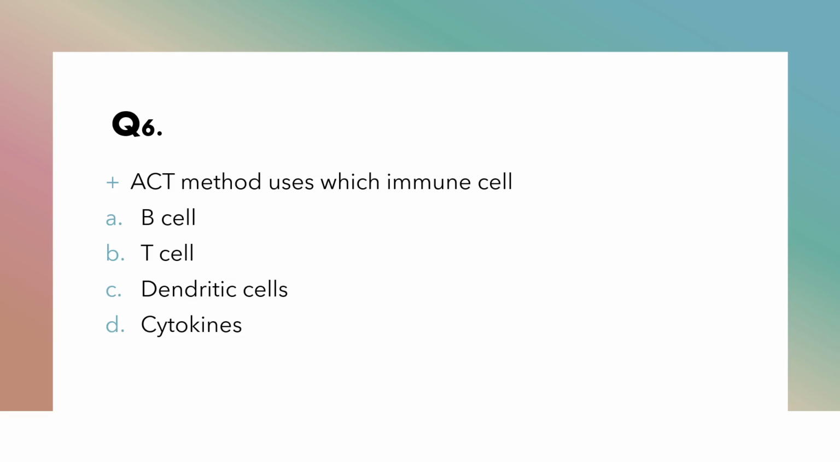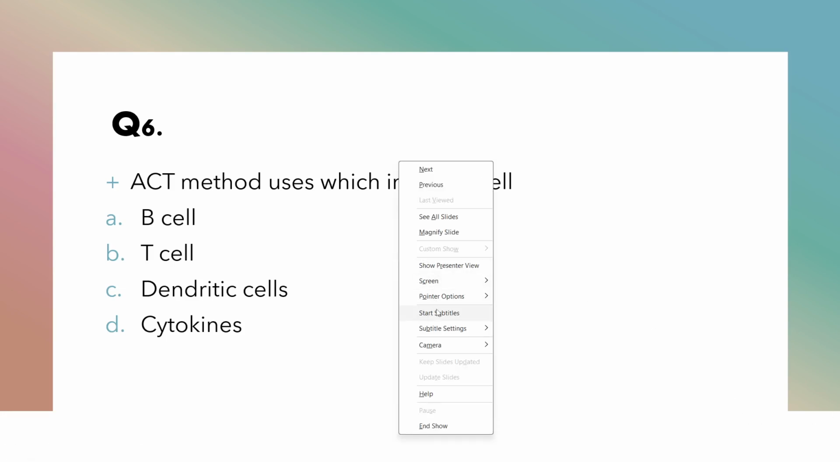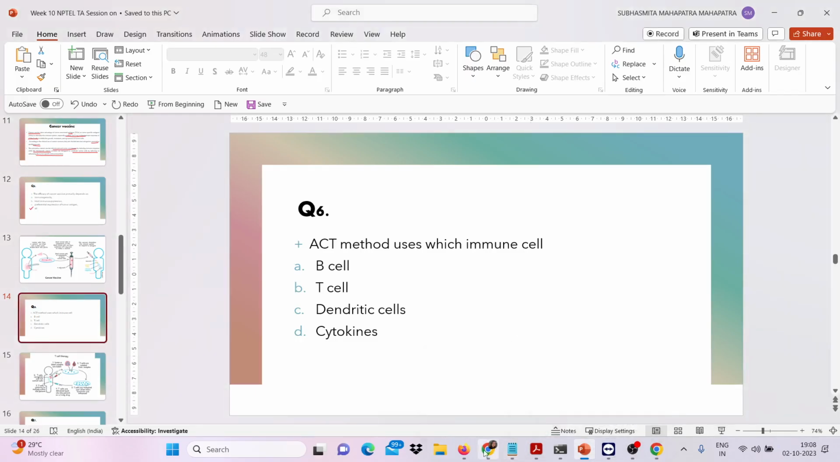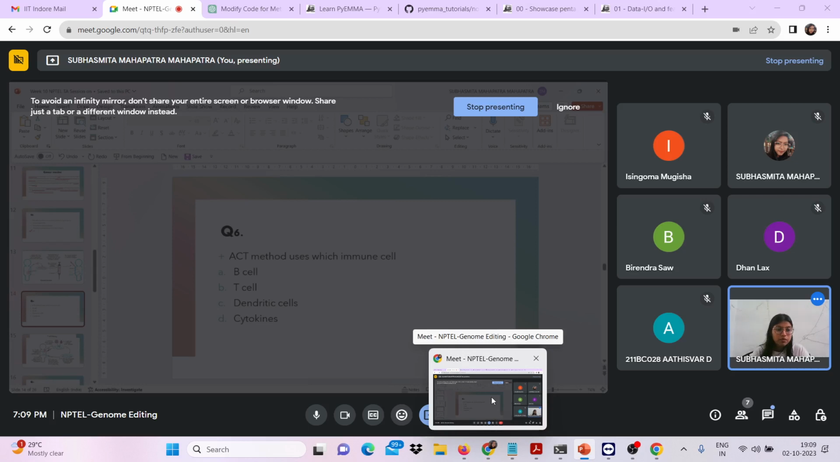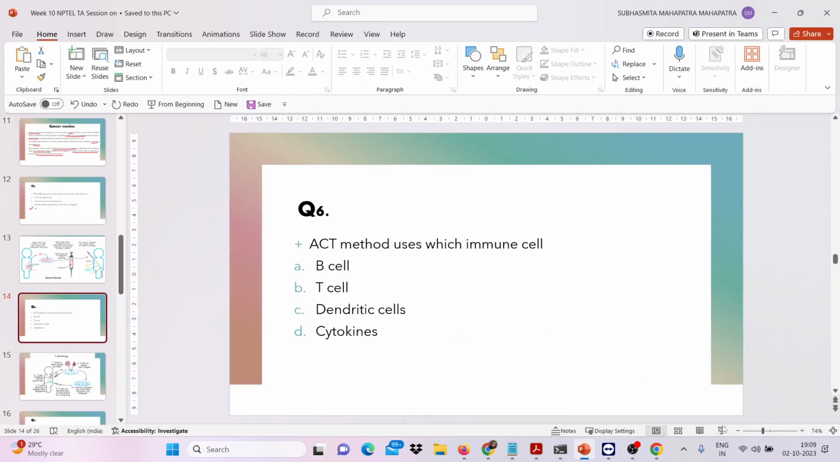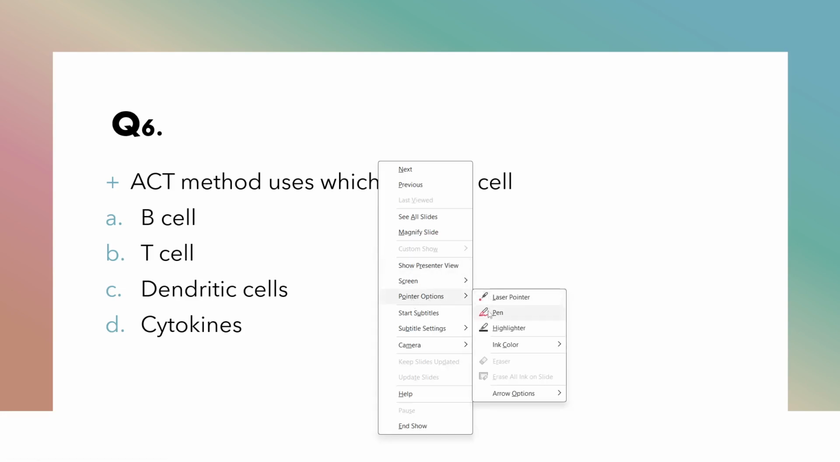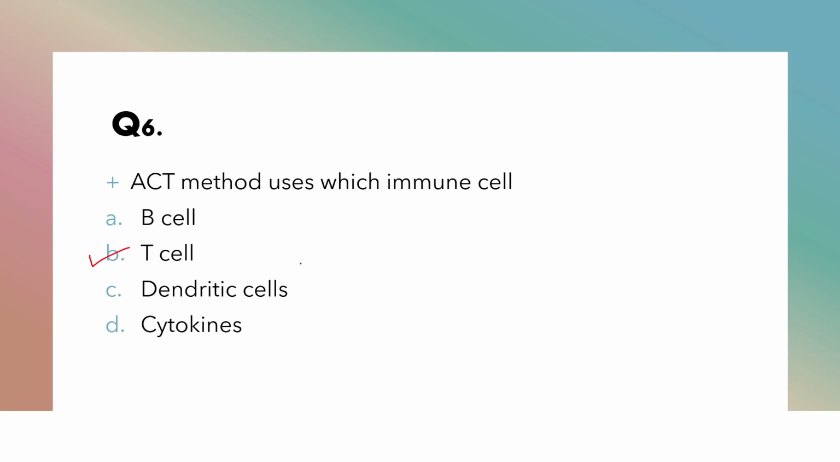Okay, let's discuss it then. I got the answers as T cells. Yes, and it's correct. So here is your answer. The ACT method, that is adoptive cell therapy, uses which immune cell? It is the T cell. Okay. So generally it is called T cell therapy.